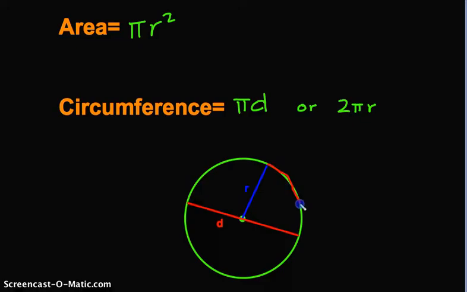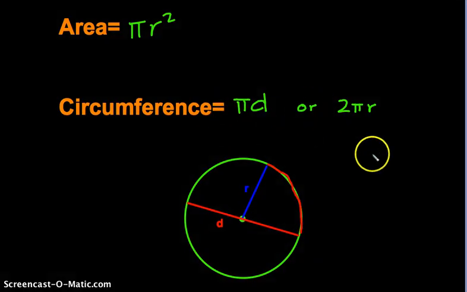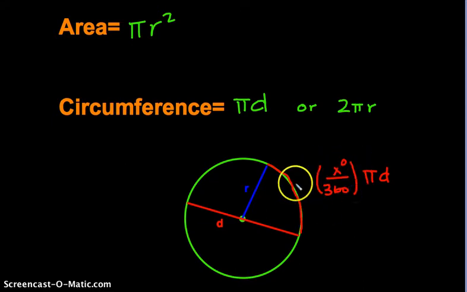The way to find the actual length of this arc would be to take the circumference and multiply it by the degree measure of the arc divided by 360. So essentially, we are trying to find what percent of the circle is shown by the given arc. Now again, this is the arc length.